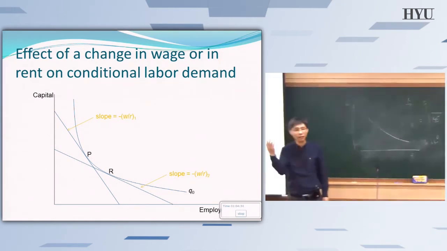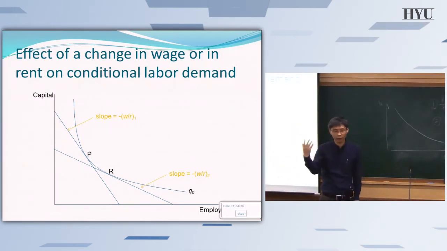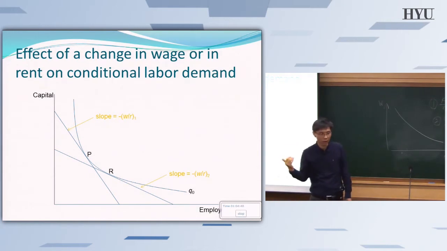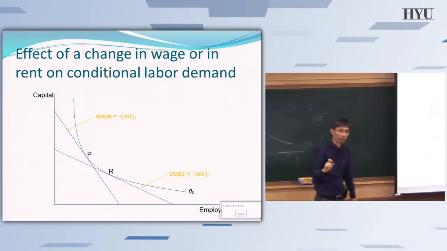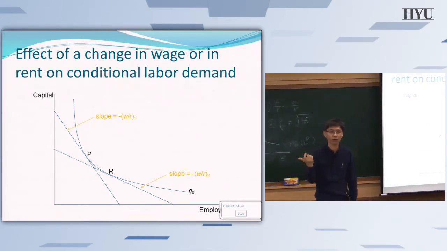When rent goes up, basically the same thing is going to happen. Rent goes up, then labor becomes relatively cheaper and capital becomes relatively more expensive, so put more labor, less capital. So this is substitution.